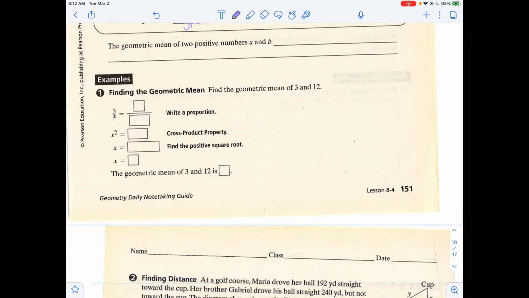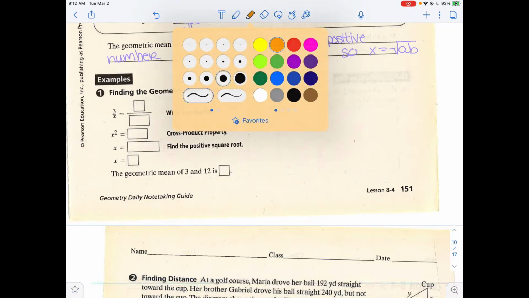Okay, then we need to know how to find the geometric mean. So the geometric mean of two positive numbers a and b is the positive number x such that a over x equals x over b. So if you solve this, x equals the square root of ab. And that is going to be important.